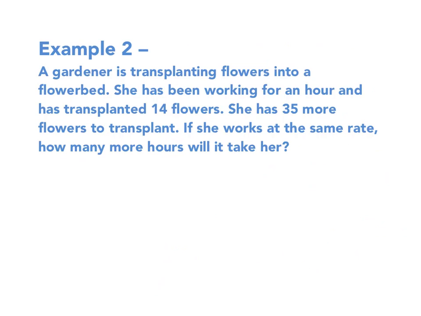Example 2, very similar. A gardener is transplanting flowers into a flower bed. She has been working for an hour and has transplanted 14 flowers. She has 35 more flowers to transplant. If she works at the same rate, how many more hours will it take her? So again, I'm going to assign my variable, H equals hours.